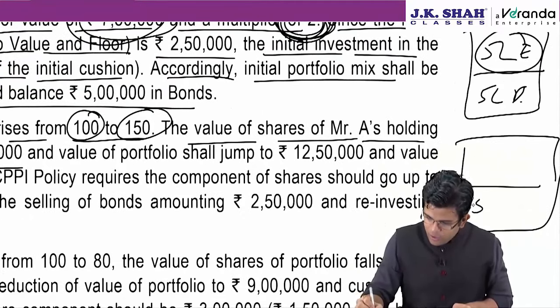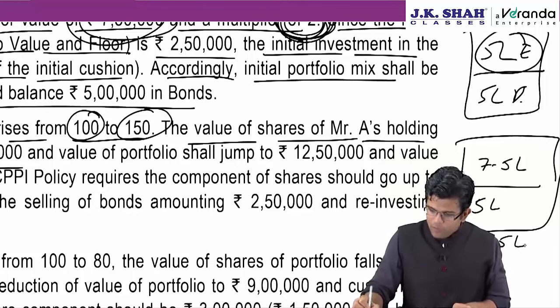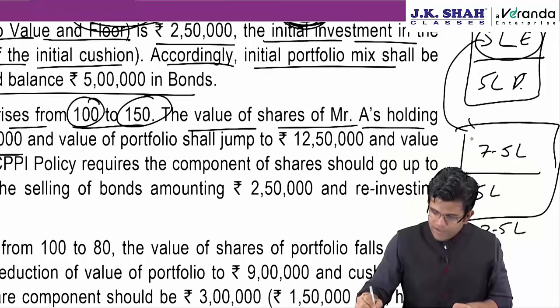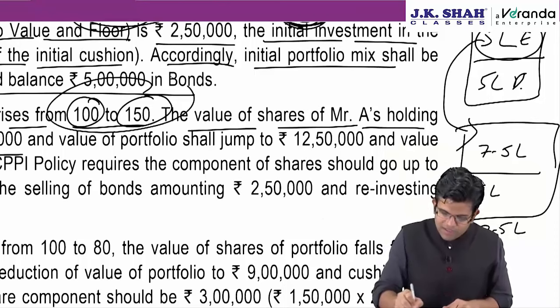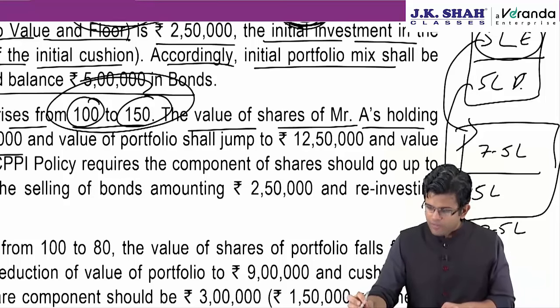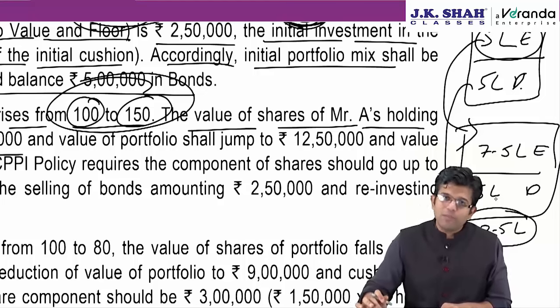This will continue to be 5 lakh. This will be 7.5 lakh. Total portfolio will now be 12.5 lakh, correct? So equity has gone from 5 to 7.5, a 50% jump, and the value of debt will continue to remain the same, that is 5 lakh. Therefore your portfolio value now is 12.5.